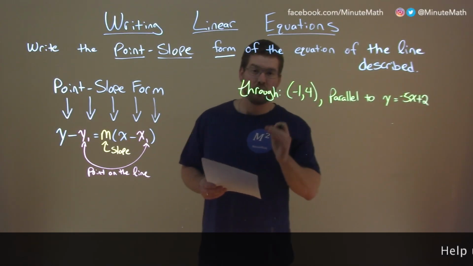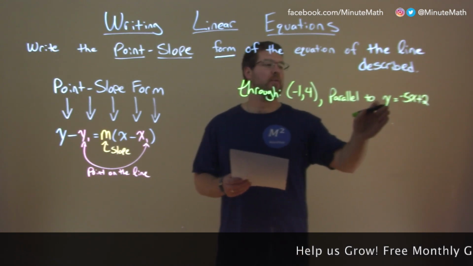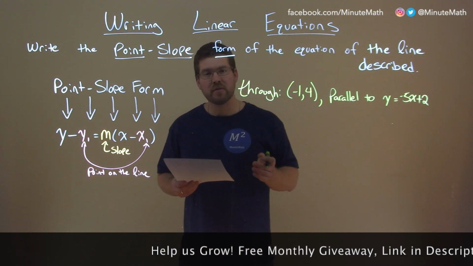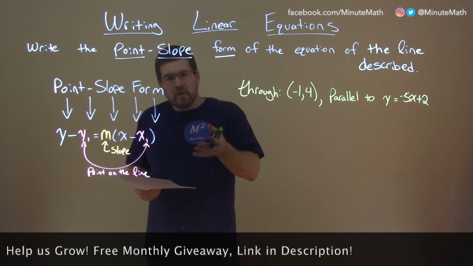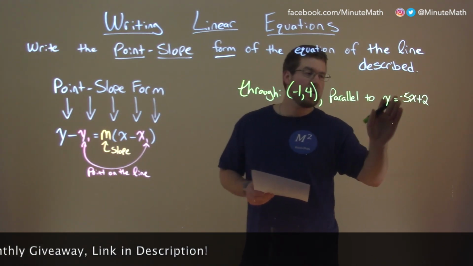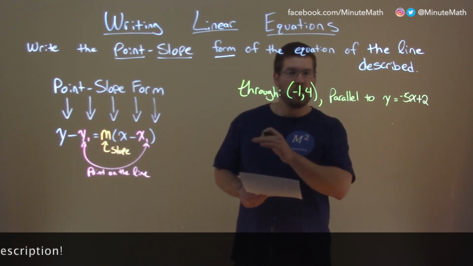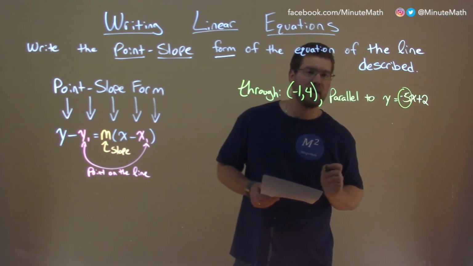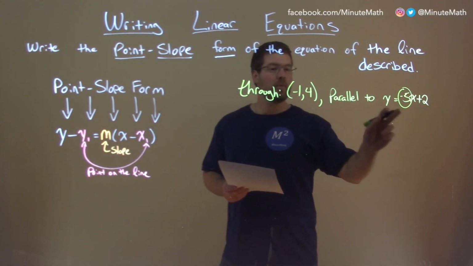Given this problem: through -1, 4, and it's parallel to y equals -5x plus 2. And we want to write this equation in point-slope form. Well, what do we know about point-slope form? We've got a point and a slope. We have a point here, but we have an equation that tells us it's parallel to y equals -5x plus 2. Parallel lines have the same slope. So our line shares the same slope as this line, which is -5 here. This one's in slope-intercept form. So we got our slope here, we have our point.